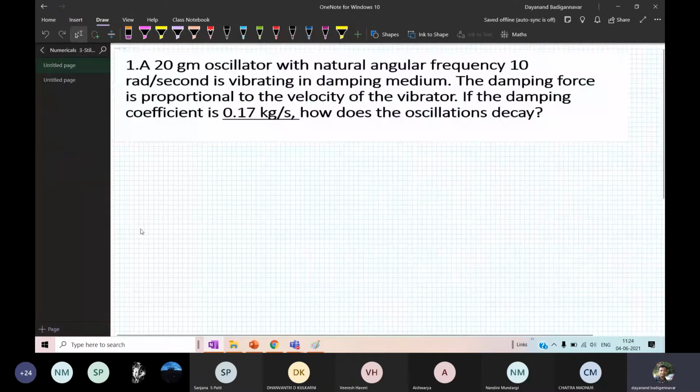Read the problem and analyze it. Take down the first one.